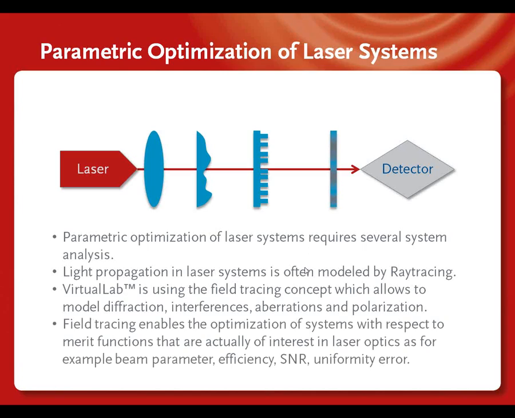Another important approach is if you do a ray tracing simulation of a laser system, you can analyze, for example, aberrations, or you can get a spot diagram, but you typically do not have merit functions that are actually required in your laser systems. The field tracing concept of VirtualLab allows us to optimize an optical system with respect to these merit functions that are actually of interest in laser optics. For example, you can optimize beam parameters, beam diameter, M-square parameter, divergence angle. You can optimize the efficiency of a system, signal-to-noise ratio, uniformity error, or local contrast, and much more.